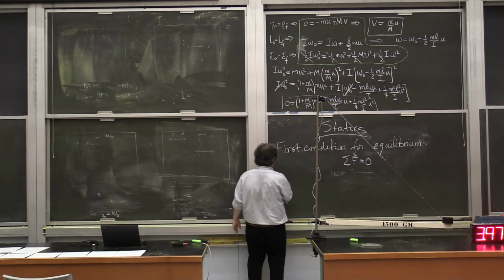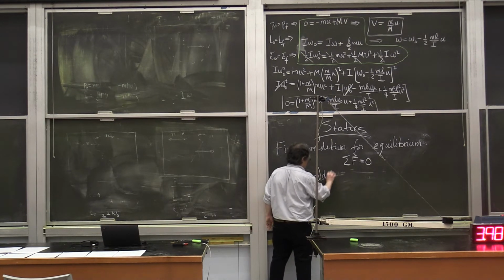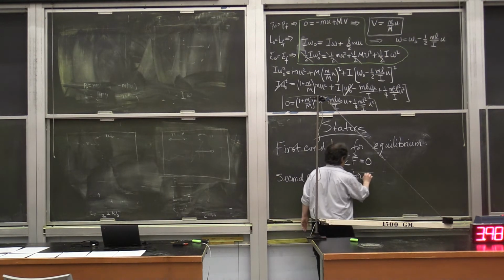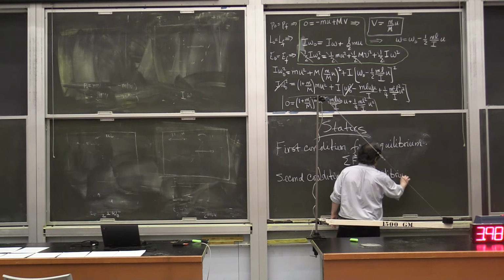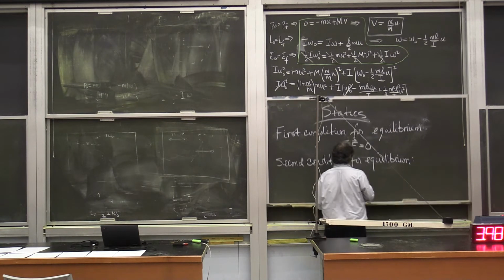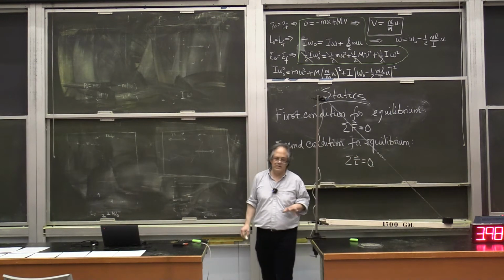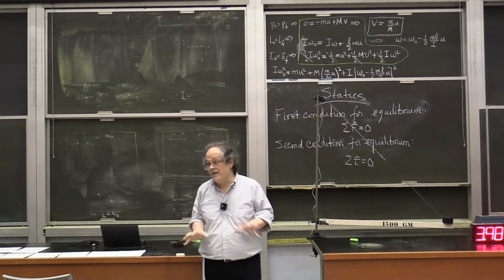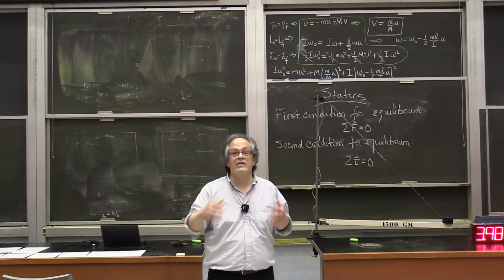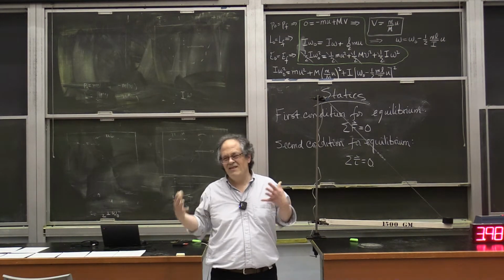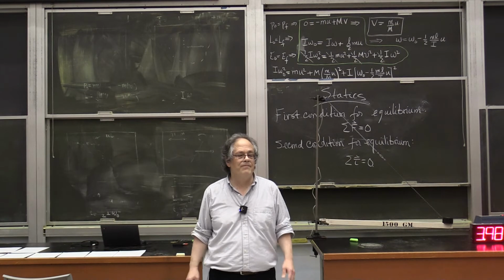The second condition for equilibrium is that the sum of torques is zero, which means that if the second condition for equilibrium holds for your system, there's no angular acceleration, which is basically telling you that things aren't rotating, or not in that sense that we have to deal with. Right?